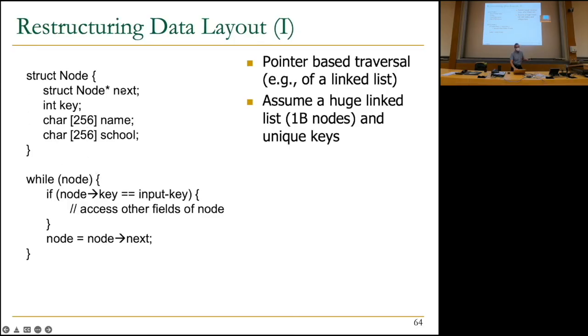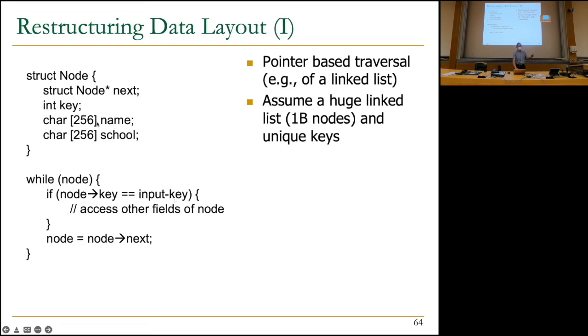You have node. These are linked lists. It could be any graph structure. Basically, you're traversing a linked list in this particular case. You're searching for a key in the linked list, right? You basically fetch a node. You check whether the key contains the input key. If it does, you access the other fields.